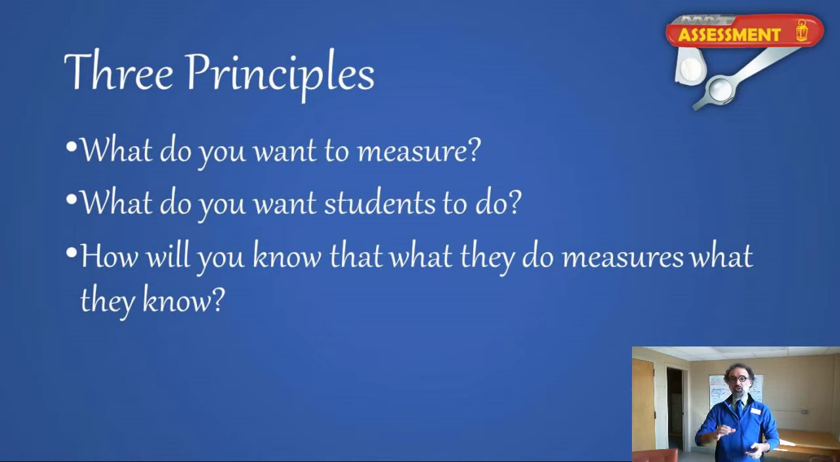And then you've got to put the objectives and the activities together with criteria. How will you know that what your students do measures what they know? You've got to find ways to tie that together. So think about what you want to measure, the specific knowledge and skills you're looking for. Think about the actions students will take to demonstrate that knowledge and those skills. And then think about the criteria you will use to establish what you think is in their heads.